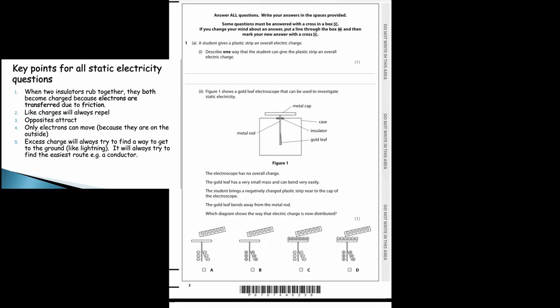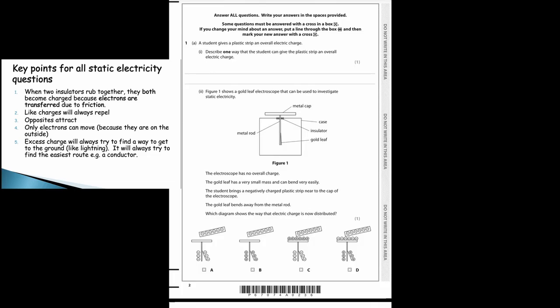And then the other thing I'm looking for an opportunity to show the examiner that I know is that excess charge is going to try to find a way to get to the ground. So is there some kind of conductor or something like that in the question that I can say, okay, electrons are going to be earthed, or basically the charge is going to be neutralised. So either electrons going to the ground or electrons coming from the ground. So they're all the things that I'm looking for in all static electricity questions.